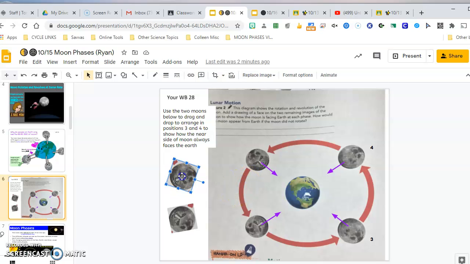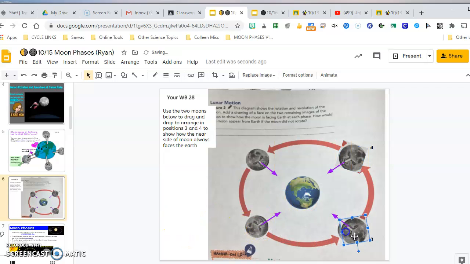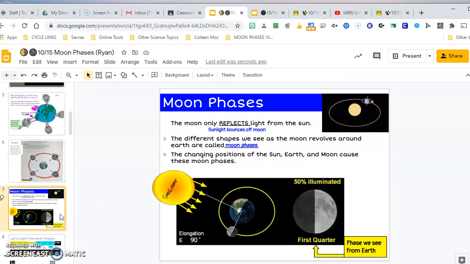And we're going to use these movable moons to move them into position. You can see the moons have faces on them. The faces represent the near side of the moon. We cannot see the far side from Earth. So we're going to click and drag our moons and arrange them so that they are facing the Earth. And if you look closely at these moons, you'll see that they make a complete somersault all the way around. And it takes 29 and a half days to do so.